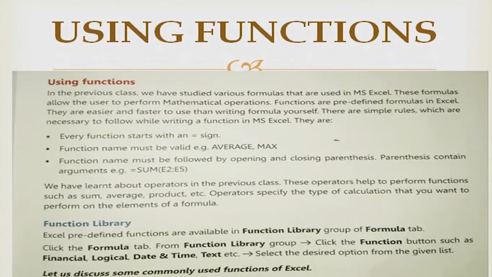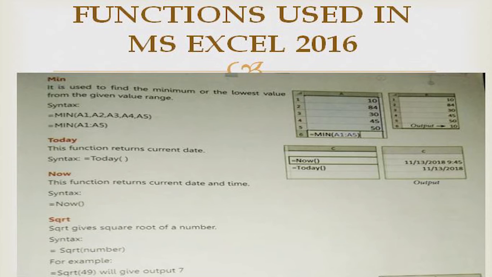Let us discuss some commonly used functions of MS Excel. First one is the minimum function. It is used to find the minimum or lowest value from the given value range. Syntax is MIN of A1, A2, A3, A4, A5. Like, equal to MIN of A1 to A5. I will show the example after these topics.